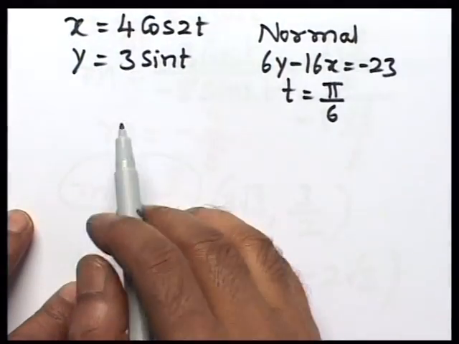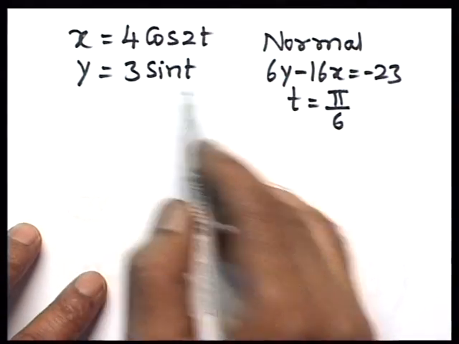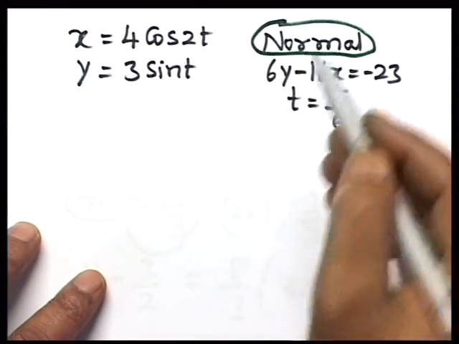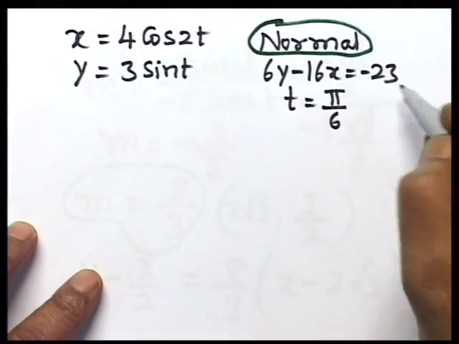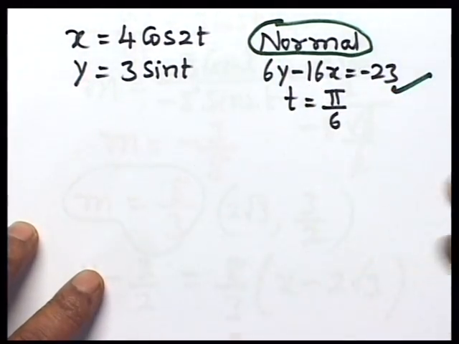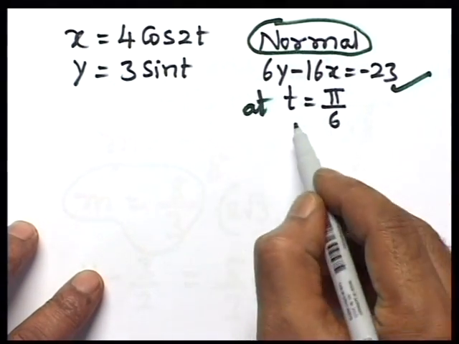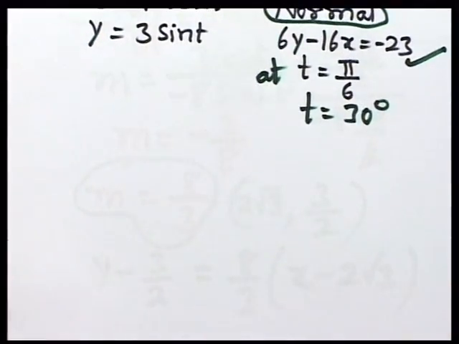This is the next one. x equals 4 cos 2t, y equals 3 sin t. They want us to find the equation of the normal. Show that it is 6y minus 16x equals minus 23. That's nice. So we know exactly what we are supposed to get at t equals pi over 6. By the way, pi over 6 is 30 degrees. So that looks good to me.